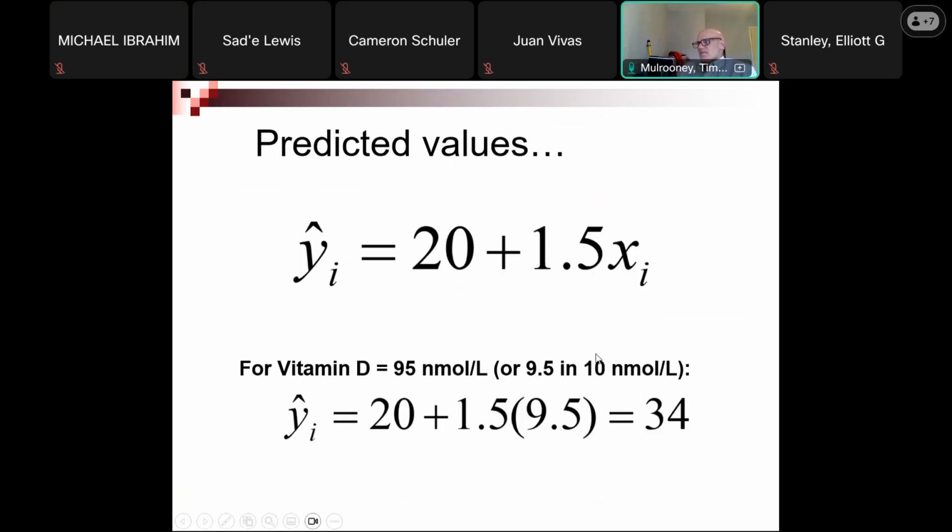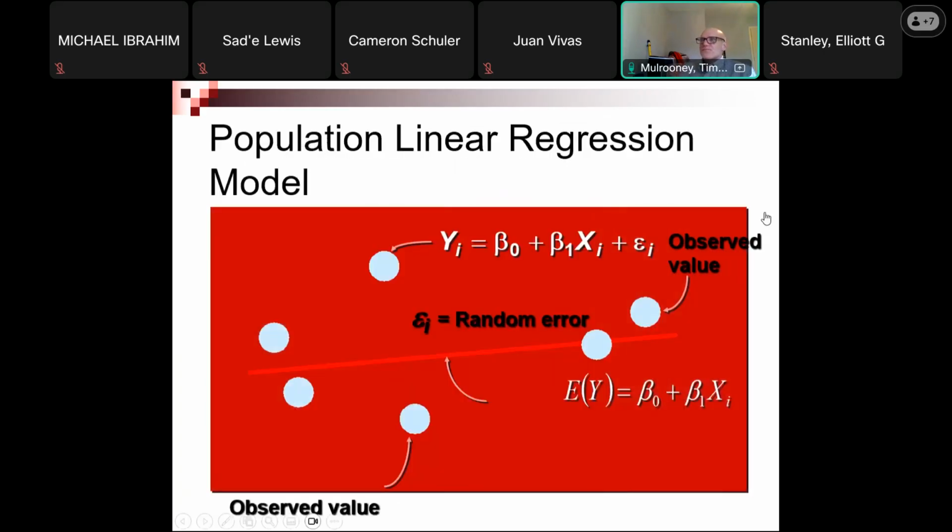And we can just fill in, for vitamin D equals 9.5 moles, wherever we see an x, we can put a 9.5, pop it in and do the equation. Okay, so we can just fill in, and I'm going to run this here in Excel in a little bit as well, to get an idea as to what it looks like. So this is how we populate a linear regression model here.